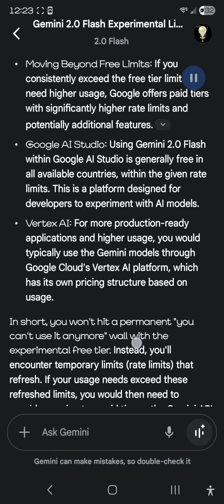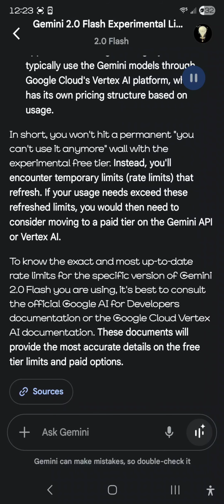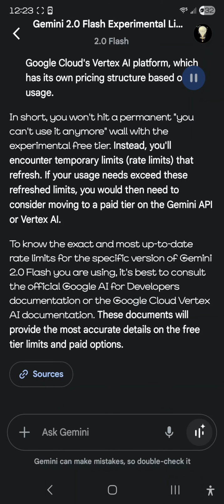In short, you won't hit a permanent, "you can't use it anymore" wall with the experimental free tier. Instead, you'll encounter temporary limits, rate limits, that refresh. If your usage needs exceed these refresh limits, you would then need to consider moving to a paid tier on the Gemini API or Vertex AI. To know the exact and most up-to-date rate limits for the specific version of Gemini 2.0 Flash you are using, it's best to consult the official Google AI for Developers documentation or the Google Cloud Vertex AI documentation. These documents will provide the most accurate details on the free tier limits and paid options.